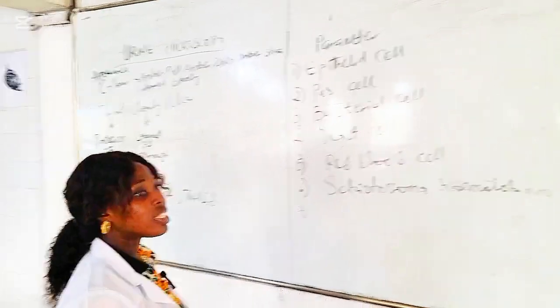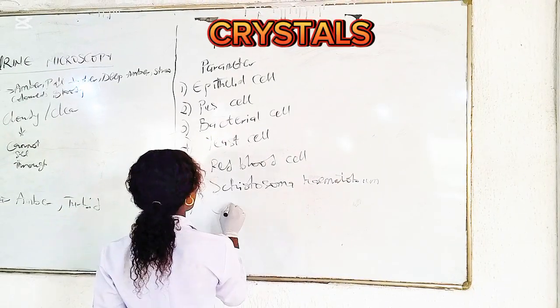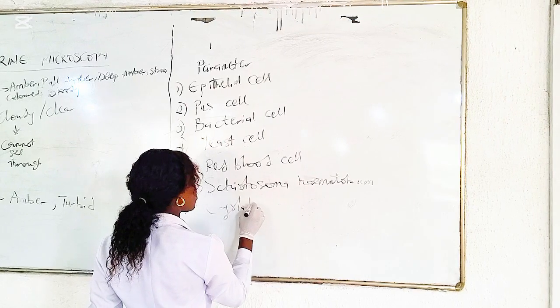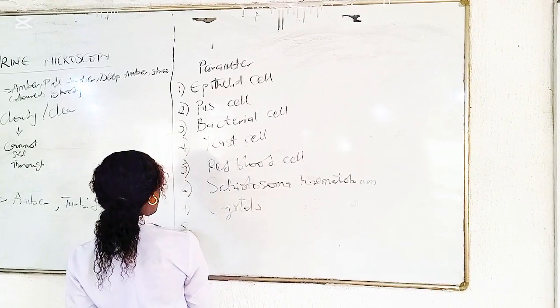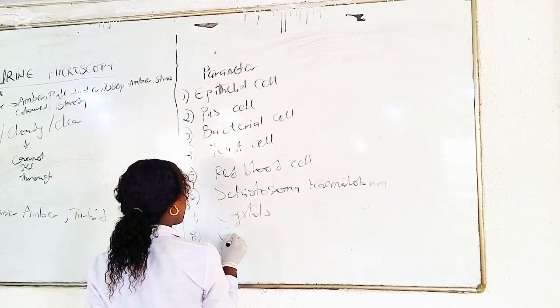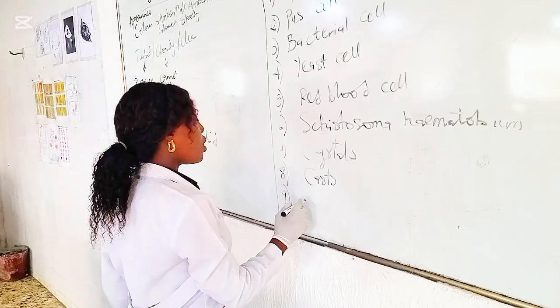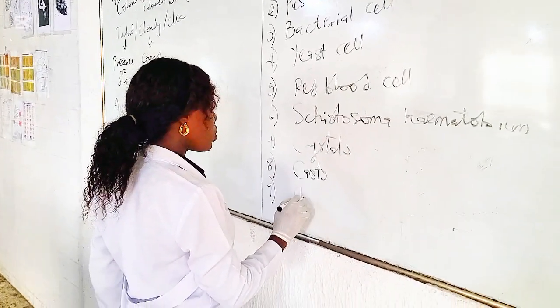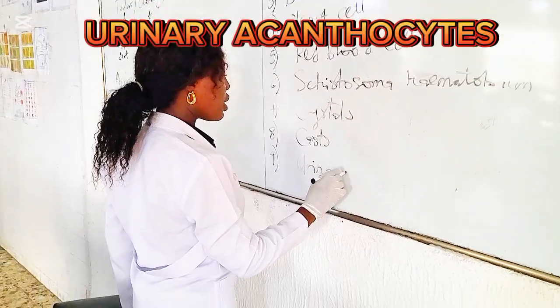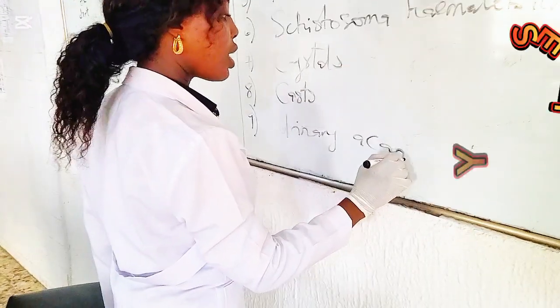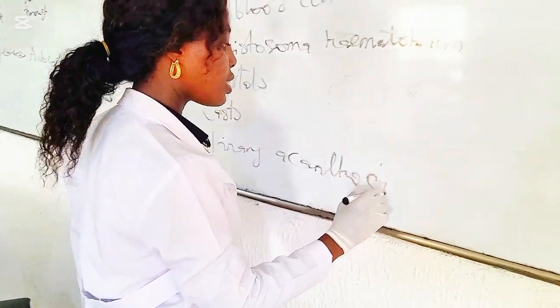You can also see crystals, urinary crystals. You can also see casts. There are a lot of them. You can also see urinary acanthocytes.